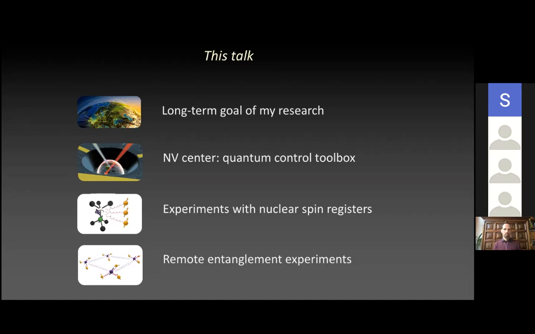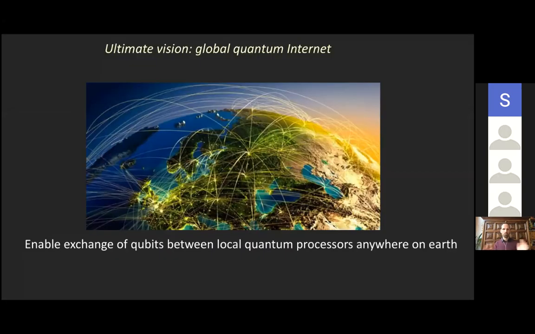So let's start with the ultimate vision. So my group works towards this grand idea of a global quantum internet, a network that will be able to exchange qubits between local quantum processors, anywhere around the globe. That's a very nice ultimate vision. Of course, it's not something that we can achieve tomorrow or in the next 5 years, but this is sort of the dot on the horizon towards which we are working.